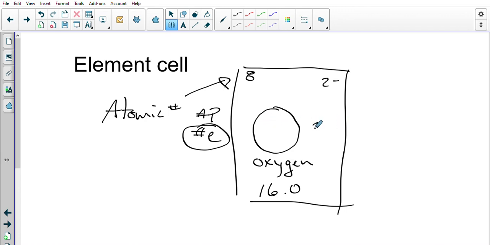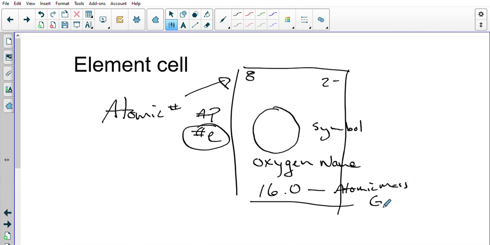This is the symbol. Now, the symbol generally comes from the name or sometimes from the Latin name. Latin was the language of science. And so you get things like Pb for lead. And where does Pb in lead come from? Well, it's just not there in the English name. Anyways, then we have the name, oxygen. And this is what we call the atomic mass.